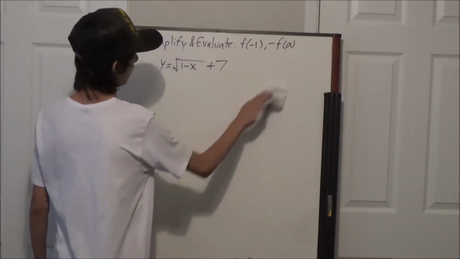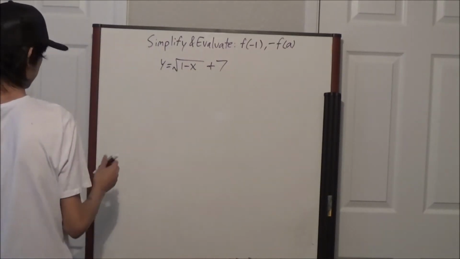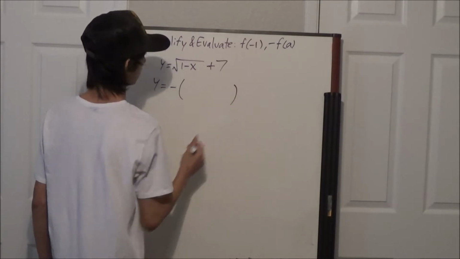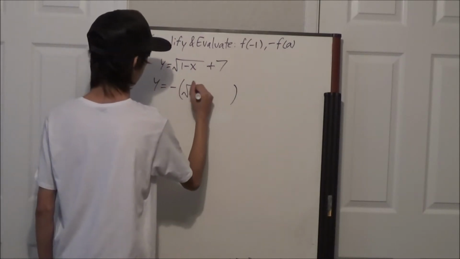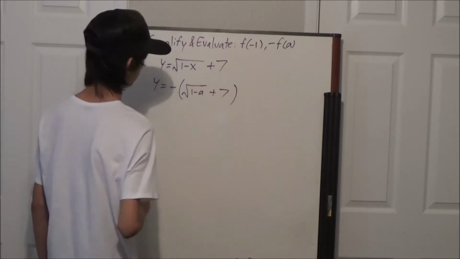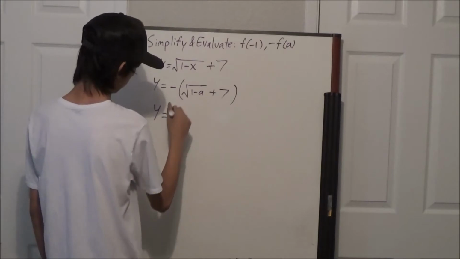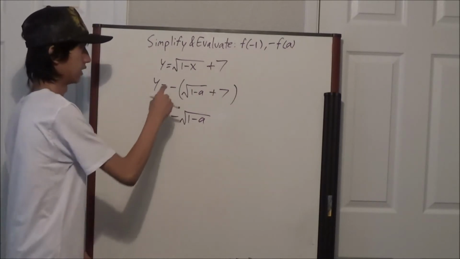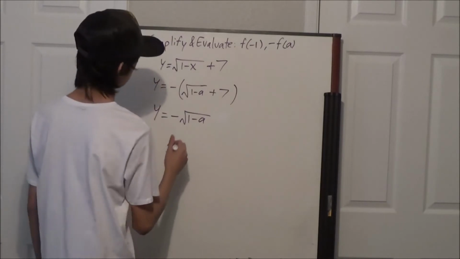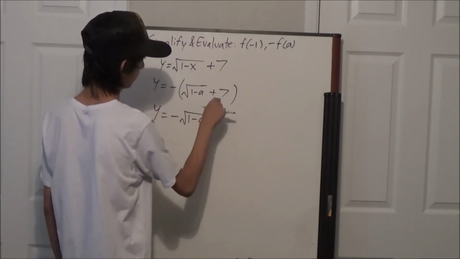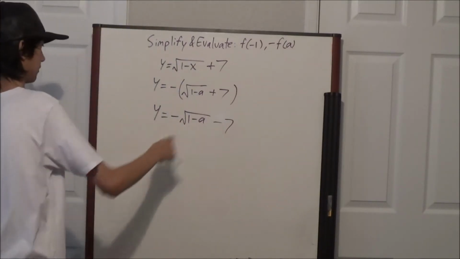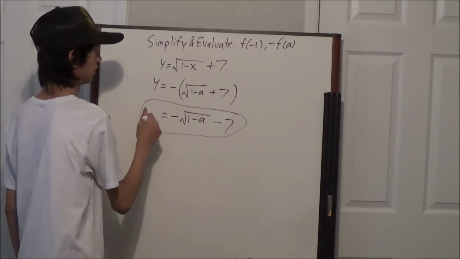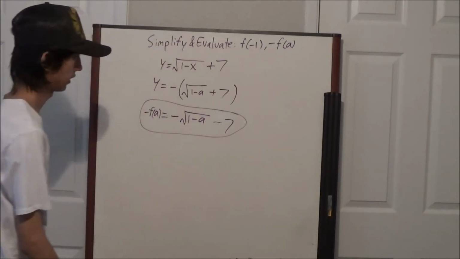Now, how about plugging in negative f of a? So now that's like saying we plug in a negative function here. And then we've plugged in a 1 minus a plus 7. So y is equal to negative times that. Again, like you're multiplying by -1, it's just that we don't write the 1. It's just negative. So, 1 minus a, like that. -1 times 7 is negative 7. So this would be the answer here, like this. Negative f of a. Okay?